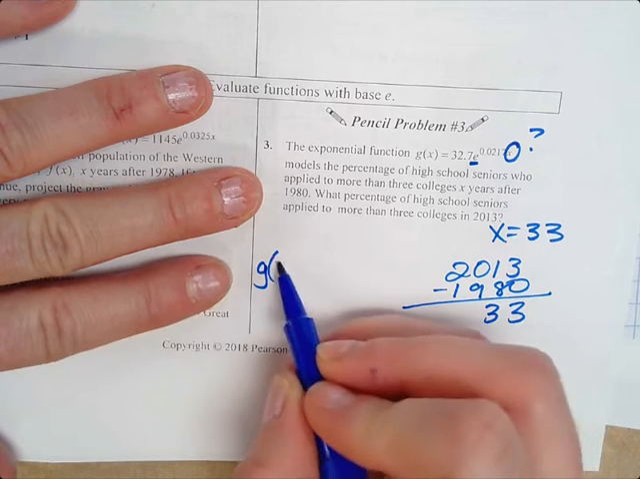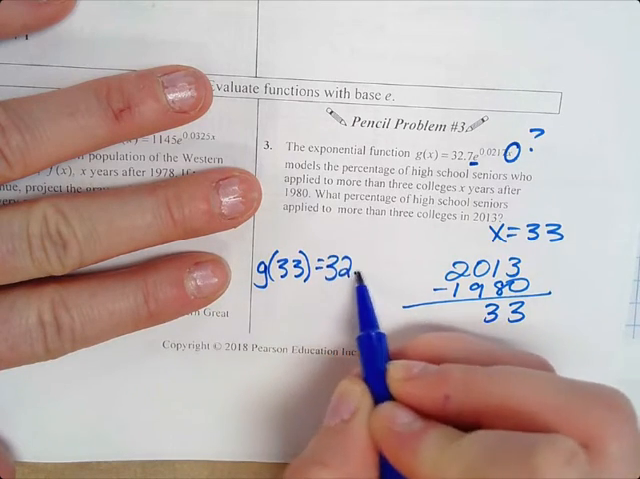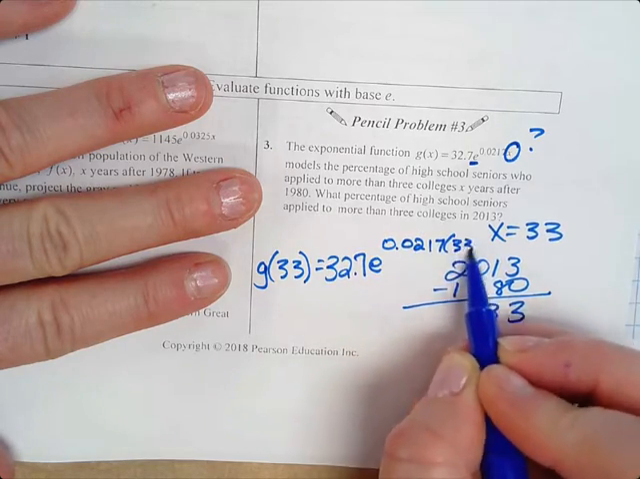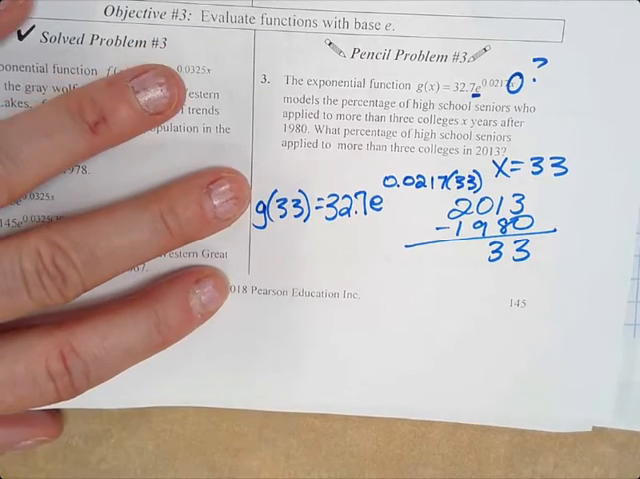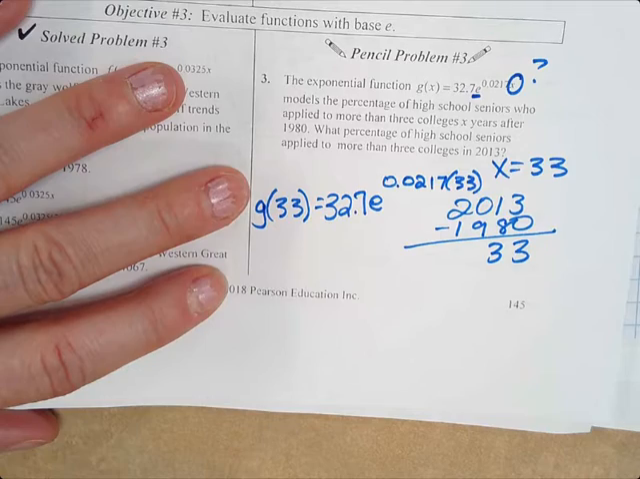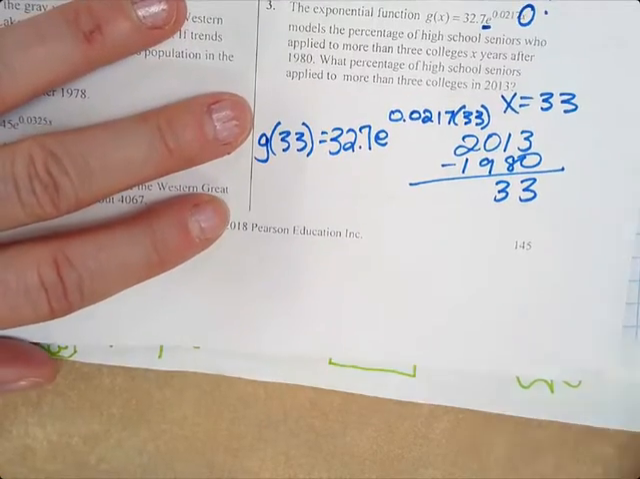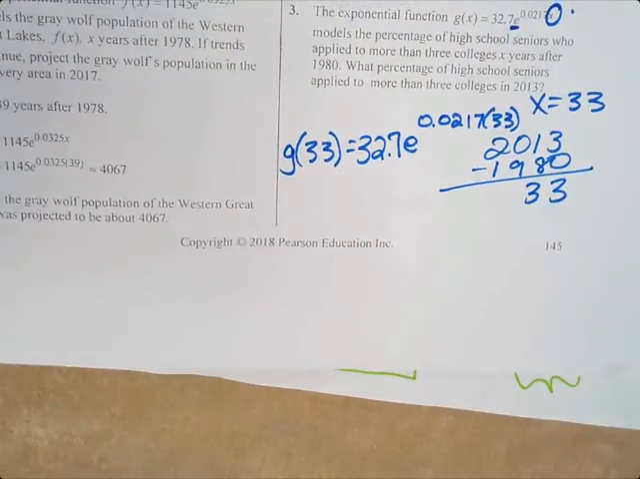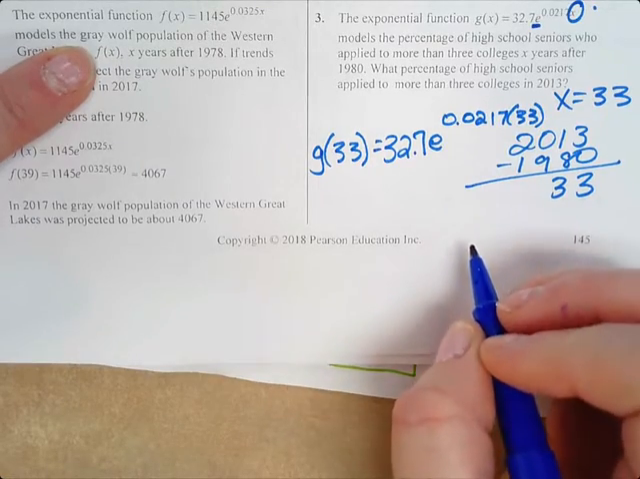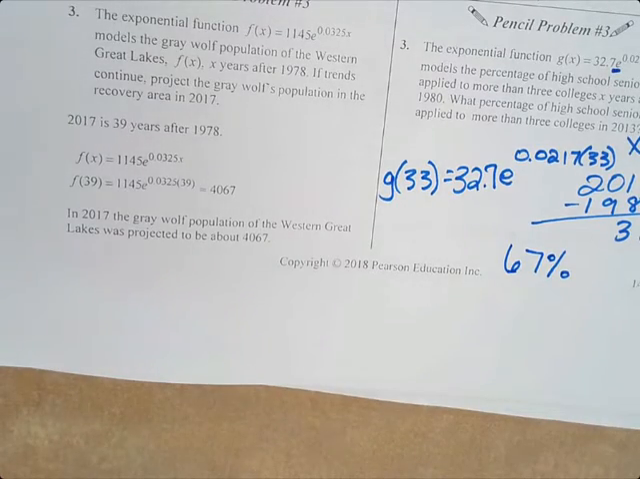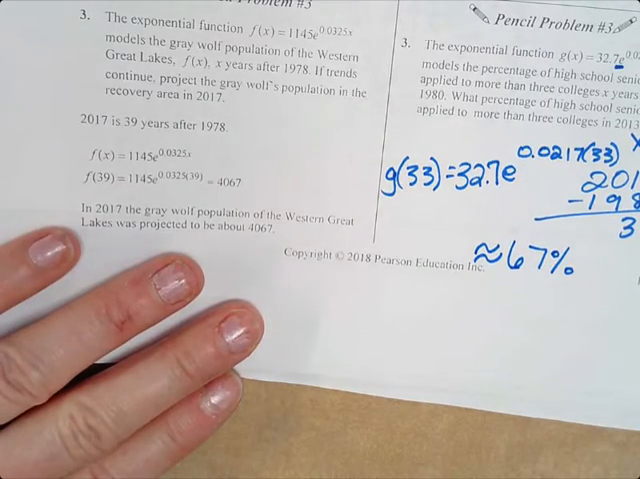So g of 33 equals 32.7 e raised to 0.0217 times 33. There we go. So whenever you do that, you get 66.9. And it says what percentage, so we're just going to round it. So 67%. So approximately, whenever you plug it in.